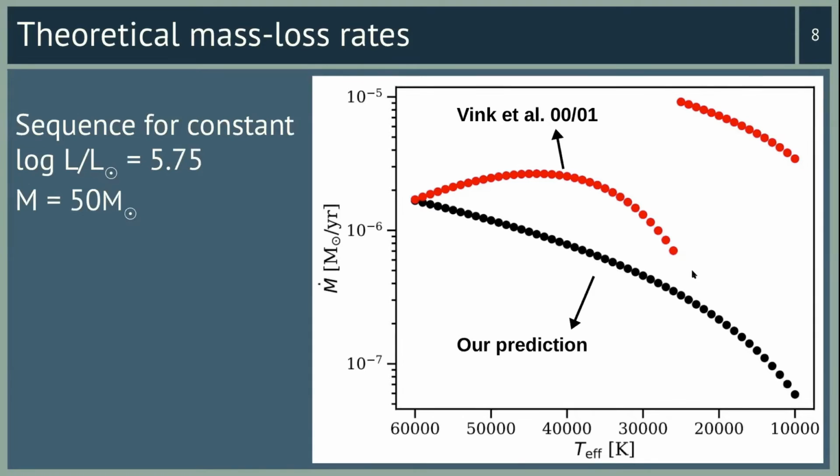And this is because Fe IV recombines to Fe III, which in the Vink models adds an increase of the mass loss rate by approximately an order of magnitude. However, we do not find such an increase from our models. That's why we have a larger discrepancy here.